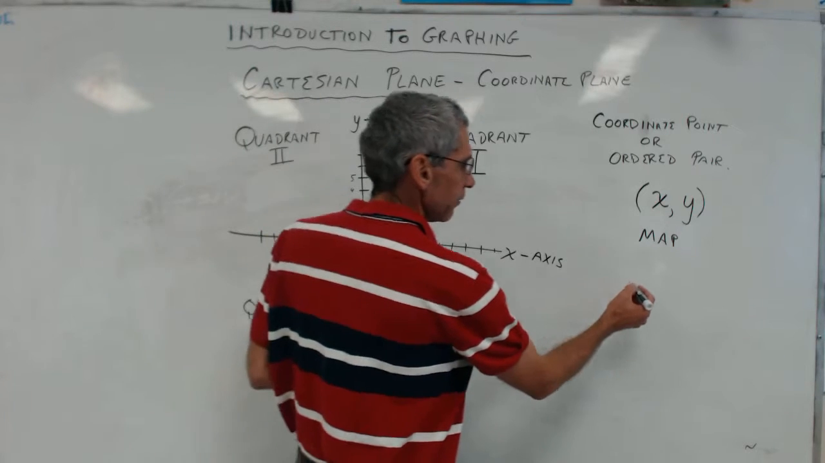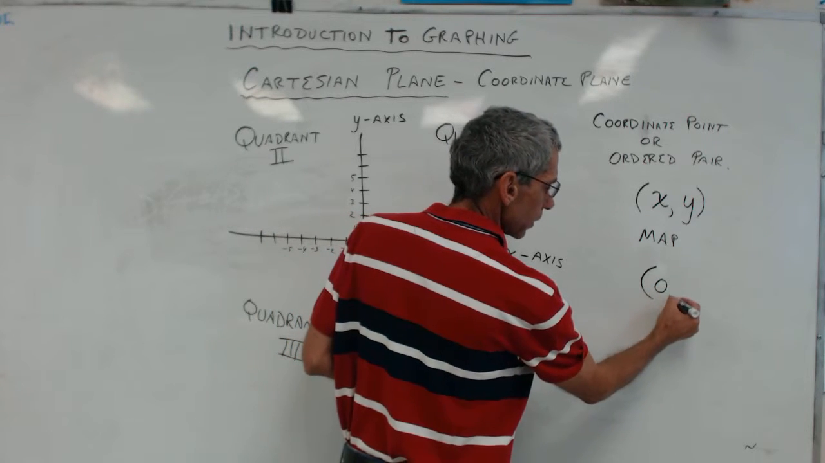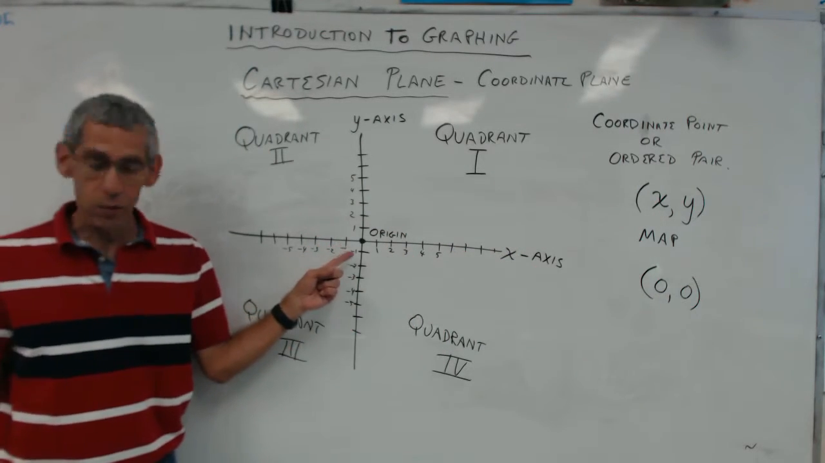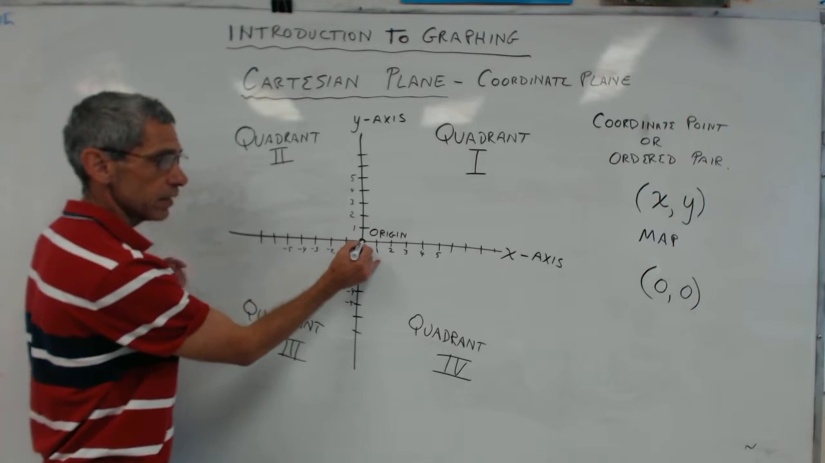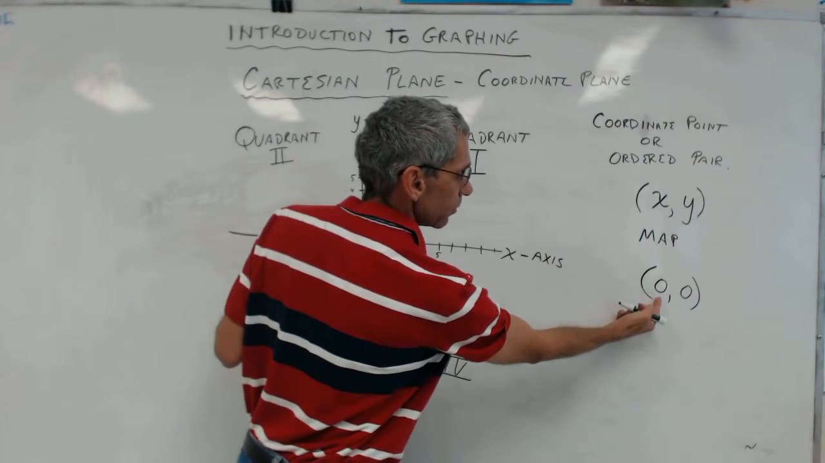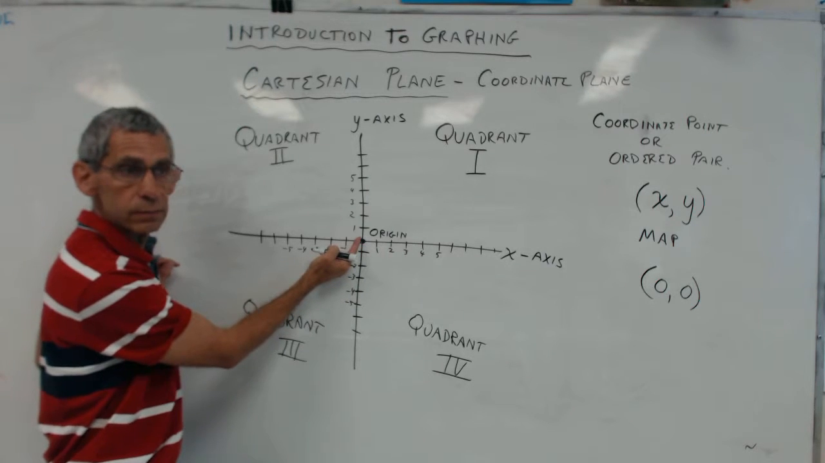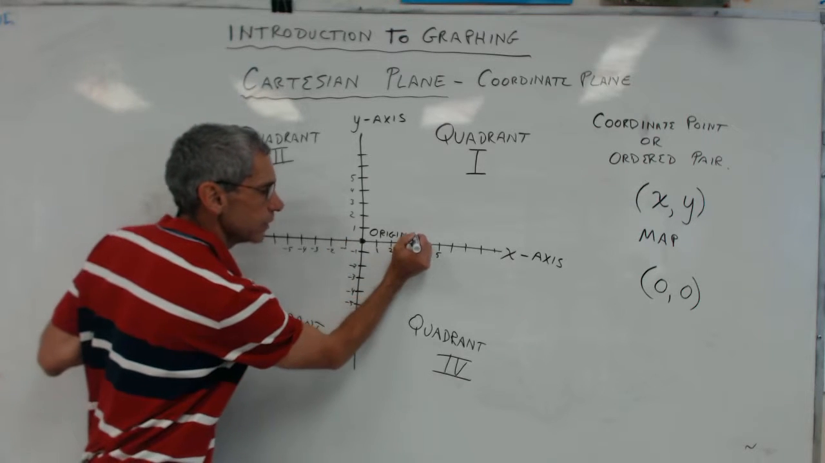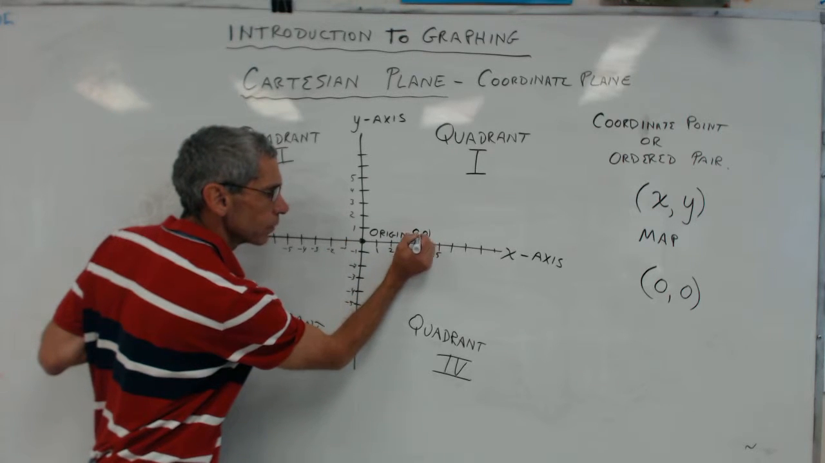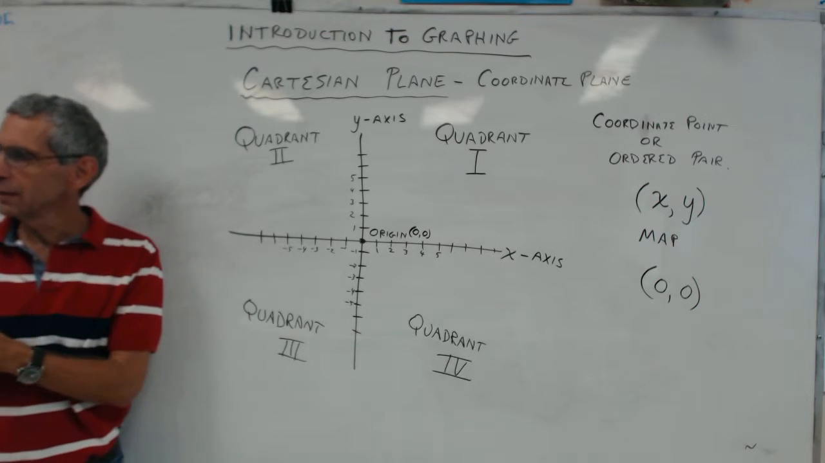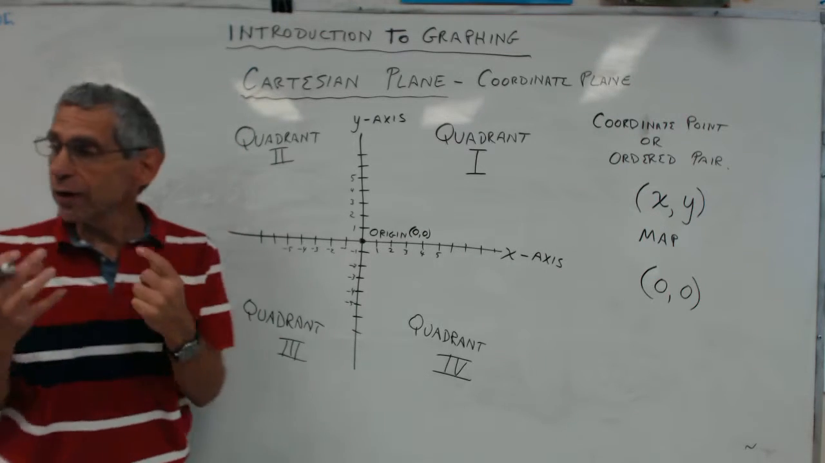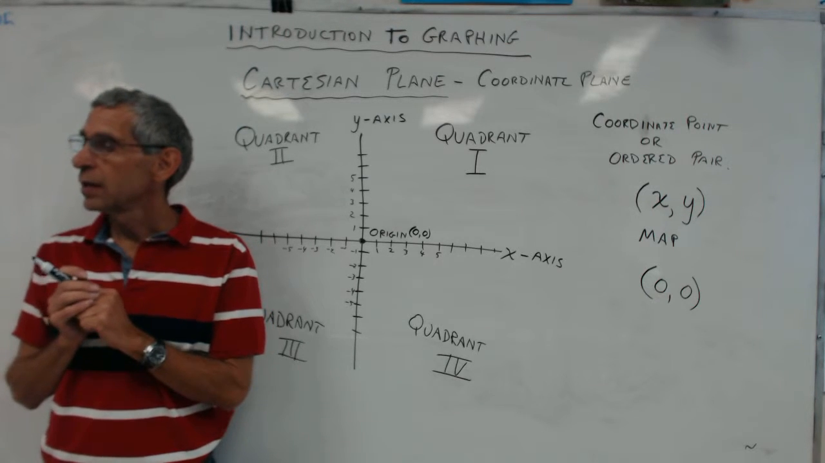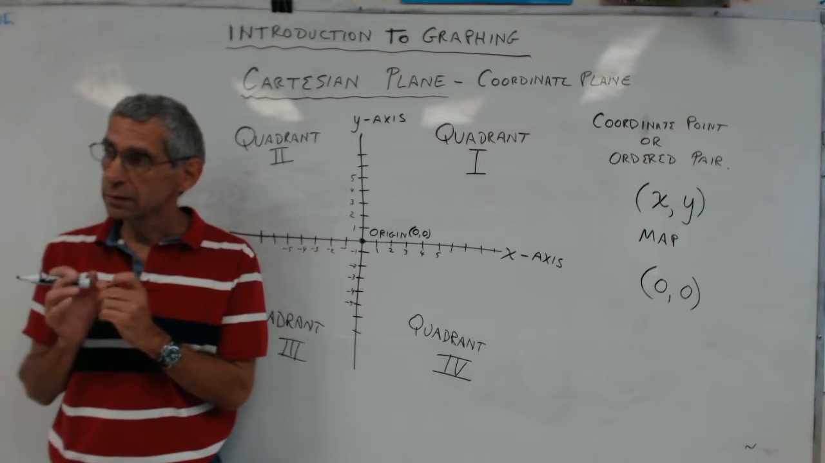So if I gave you the point 0, 0, that would mean I'd start at the origin. Remember I said that? You always start at the origin. For my x, the first number, I go nowhere. And for my y, I go nowhere. So I stay right there. That's my origin. My origin is 0, 0. Does that make sense, Dee Dee? Is the origin always 0, 0? Yeah, for the origin, yes.